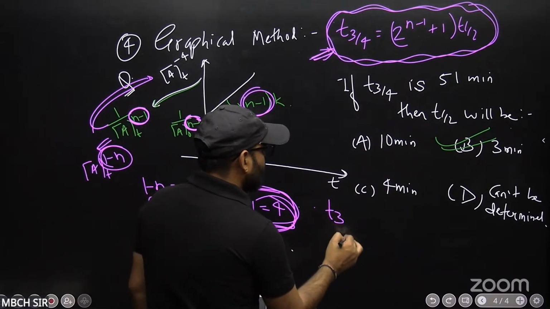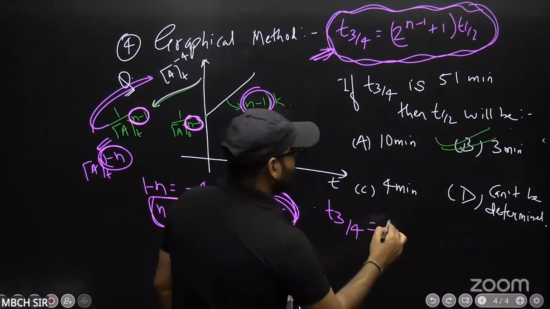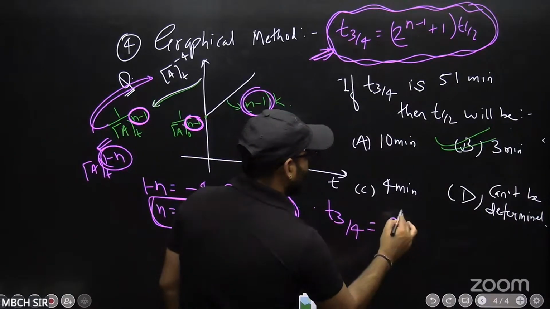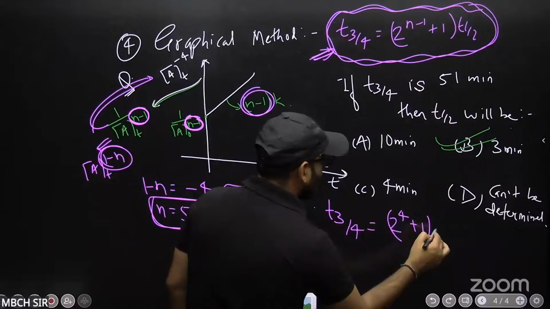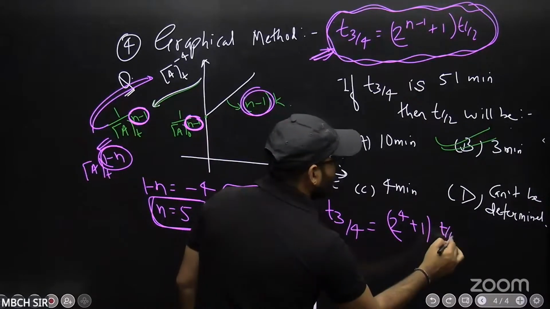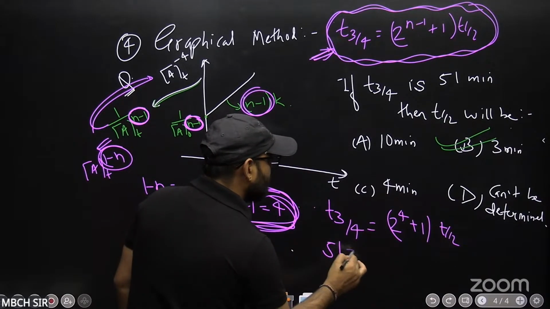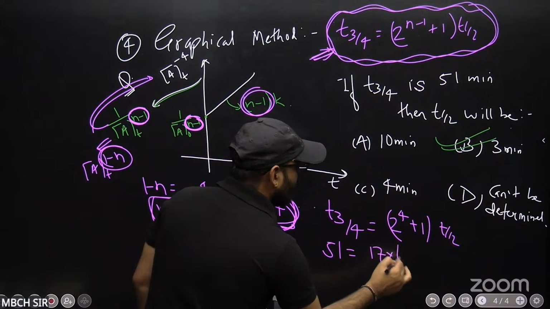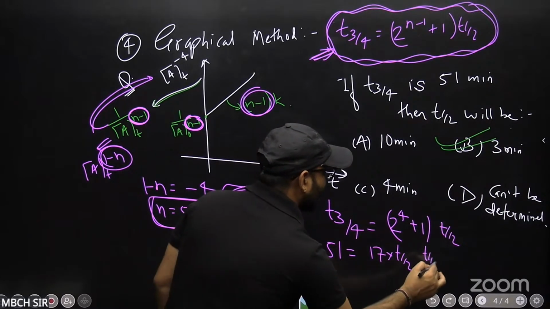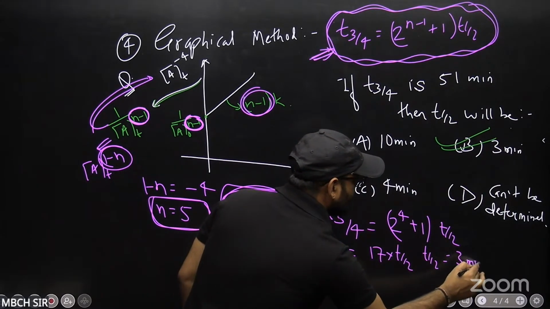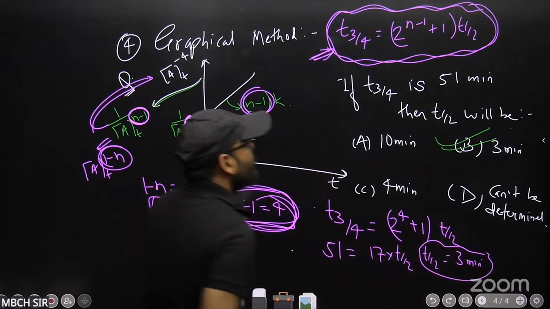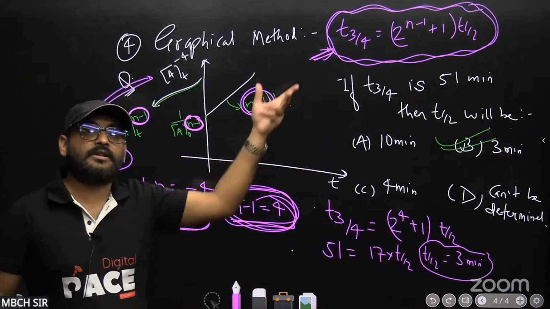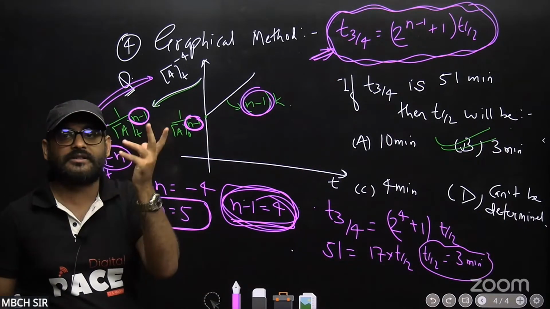T3 by 4 is equal to 2 raised to power 4 plus 1 times T half. T half, yes, this is 51 minutes. This is 17 into T half. So T half is 3 minutes. See, from the graph, we have done a T half and T3 by 4 relation type question.